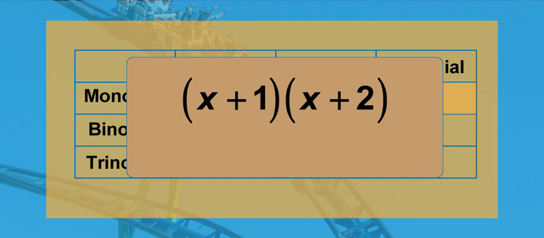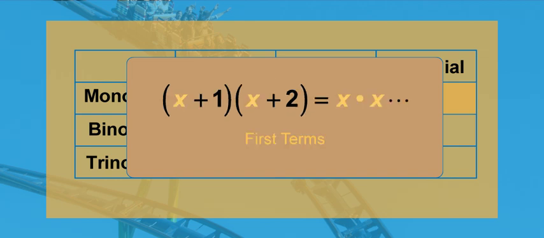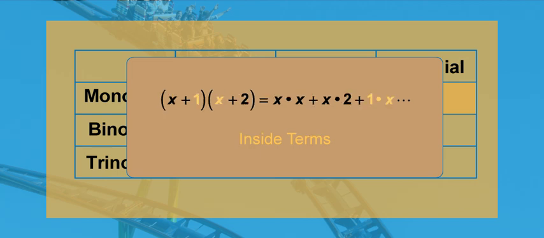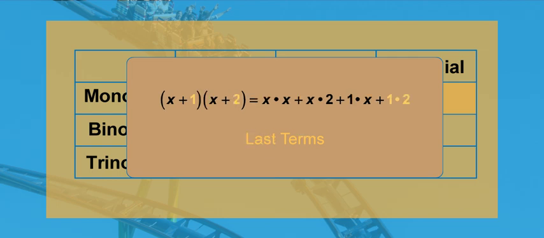First, multiply the first terms of each binomial. In this case we get x times x. Next, multiply the outside terms, or those terms that are next to the outer parentheses. In this case we get x times 2. Next, multiply the inside terms, or those terms that are next to the interior parentheses. In this case we get 1 times x. Finally, multiply the last terms, or the second term of each binomial. In this case we get 1 times 2.